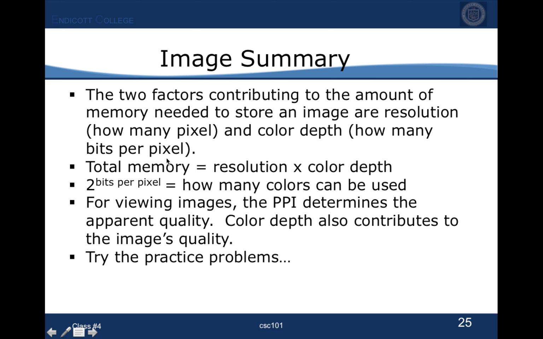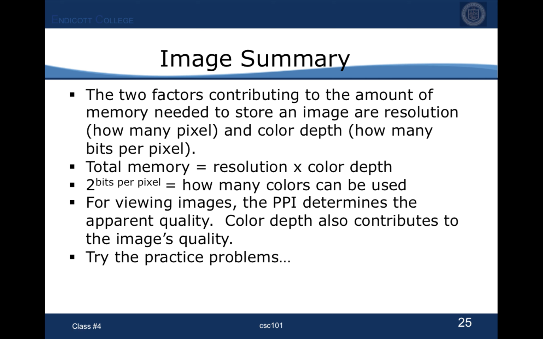Okay, so how much memory does a photo or an image take? Just multiply the two, right? The conversion for color depth is, of course, that, as always, 2 to how many bits you have tells you how many codes. And for us, in this chapter, codes represent colors. For viewing images, the PPI is a sort of better evaluator, I guess, of quality.